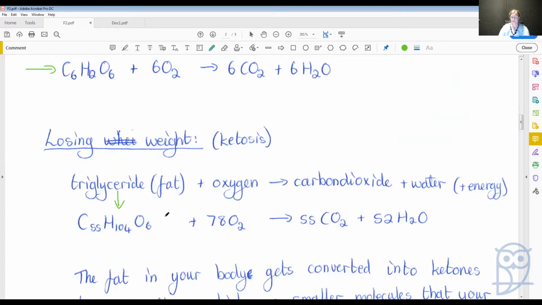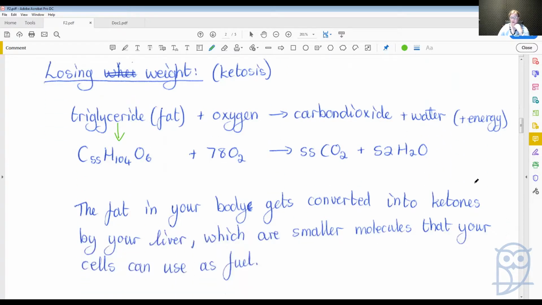So it gets combined with 78 oxygen molecules to give us 55 carbon dioxide molecules and 52 water molecules. So what happens inside your body is if you don't get enough glucose into your bloodstream, your body will start trying to convert the fats in your body into energy. This is a slightly longer process than just using glucose, so it doesn't happen in this specific way.